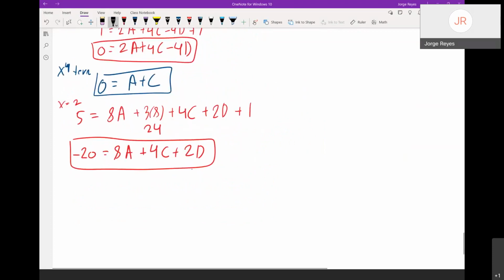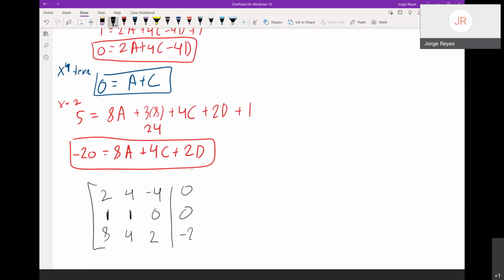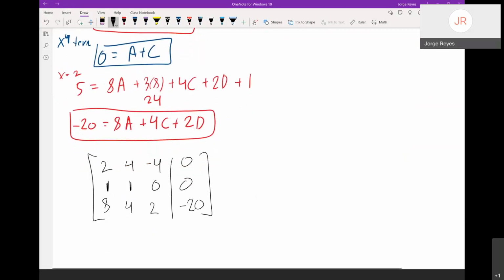I'm just going to, let's do them in order. So 2a, 4c, negative 4d, 0. 1a, 0, so 1c, 0d equals 0. And then 8, 4, 2, negative 20. And then I guess I'll go through the horror of solving this.